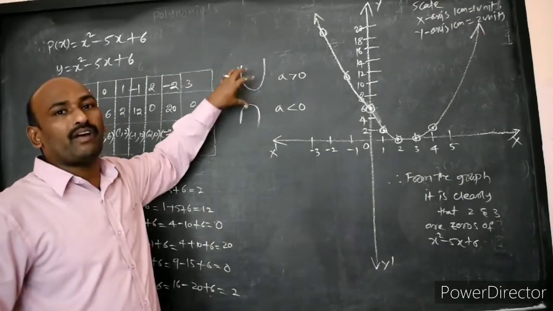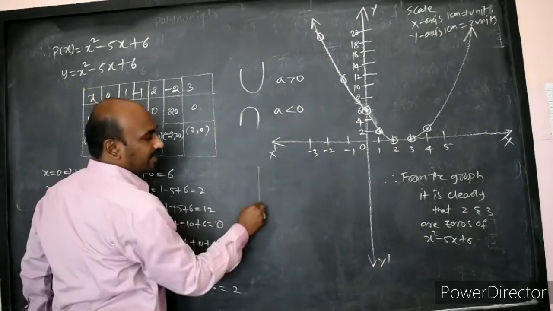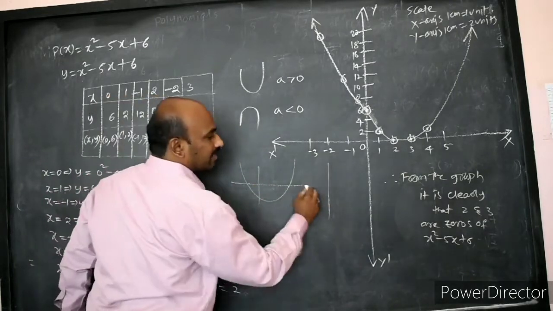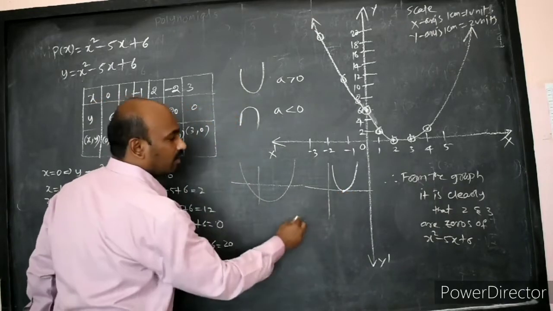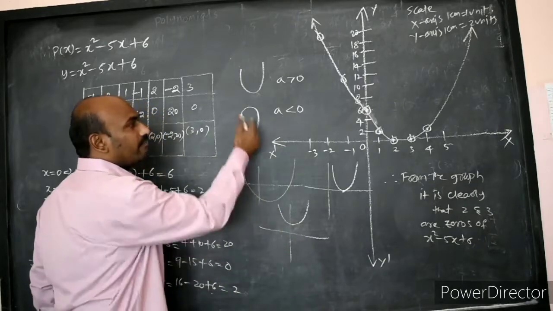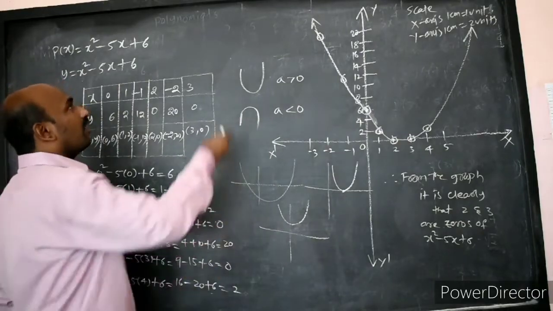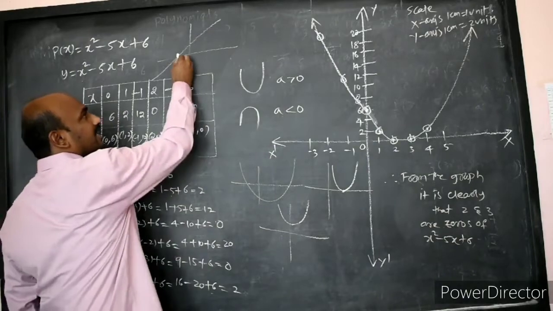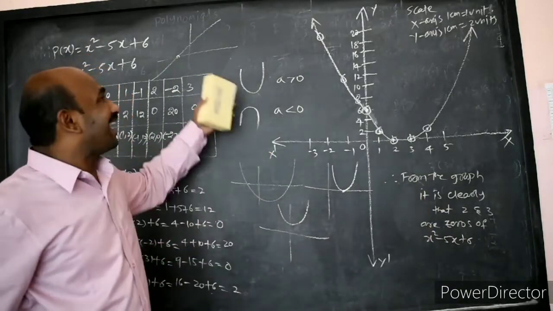And again, this open upward and open downward will each give 3 cases. Here, open upwards means if the curve intersects the x axis like this, it has 2 zeros. If the curve touches the x axis at only one point, then it has 1 zero. If the curve does not intersect the x axis, then it has no zeros. In the same way, open downwards also gives these cases. Whereas in a linear polynomial, the graph is a straight line that always intersects the x axis at one point. If it is a constant polynomial, the line may be parallel to the x axis.